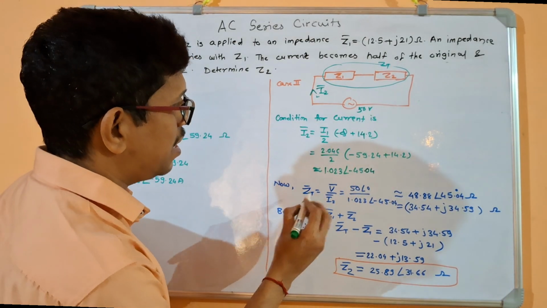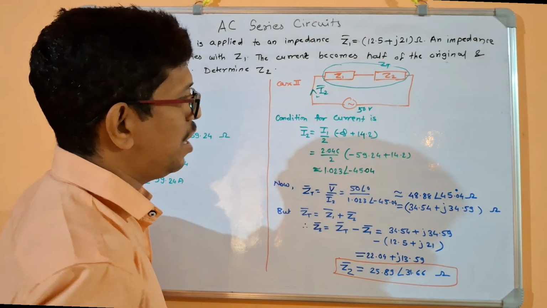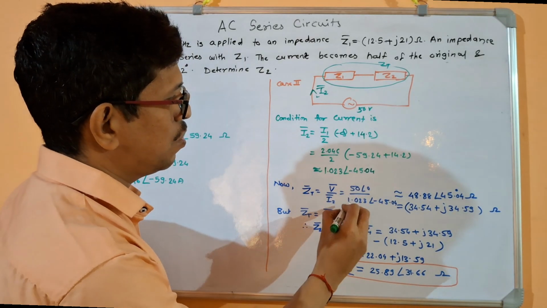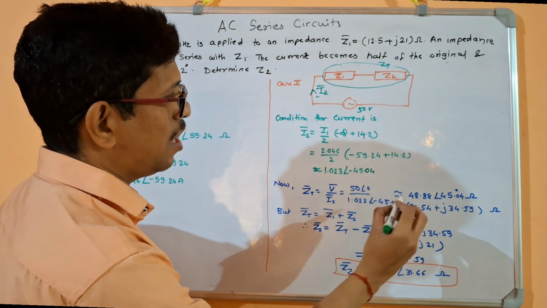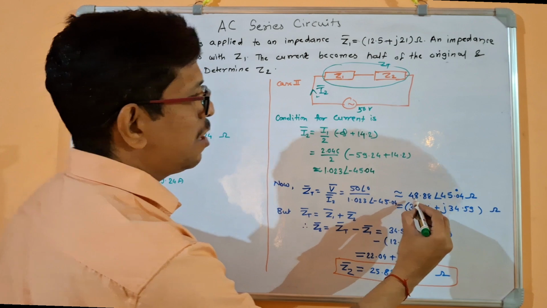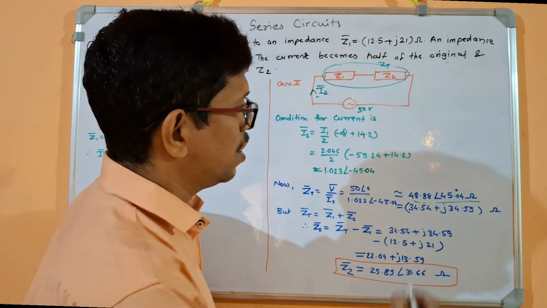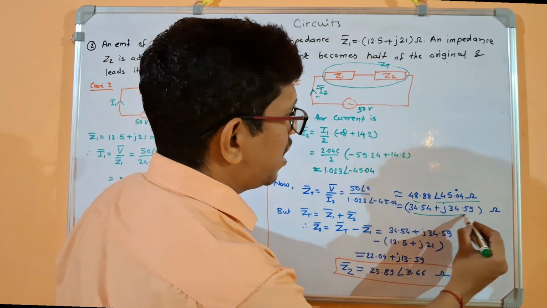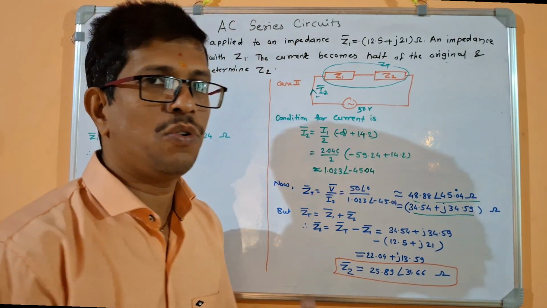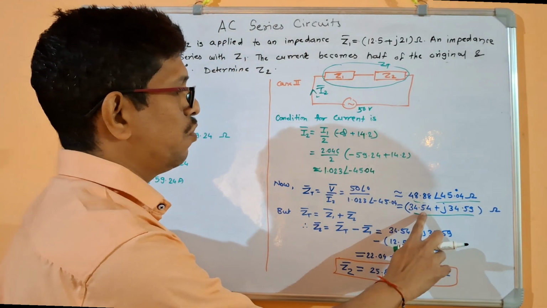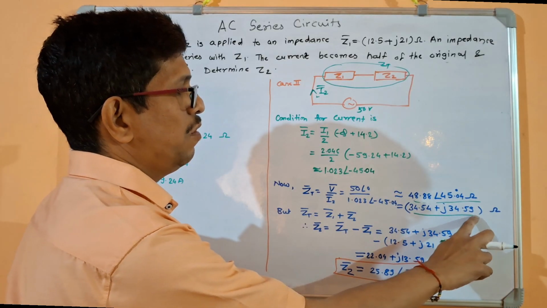That's why ZT is equal to V by I2. So V is 50 angle 0 divided by 1.023. That calculation gives me 48.88 at an angle minus 45.04. I have to convert this into rectangular form because at the end I have to do the subtraction. Okay, 34.54 plus j34.59.